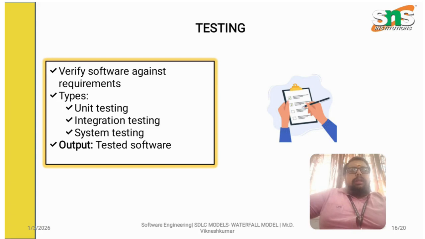Then what is meant by testing? We have the requirement, then the design, then the implementation in the form of code. Testing checks how the code satisfies the requirements, that is, whether the code satisfies the SRS document. It is about verifying the software against the given requirements. There are three types of testing. First is unit testing, next is integration testing, and third is system testing. Based on these three types of testing, the output will be tested software.